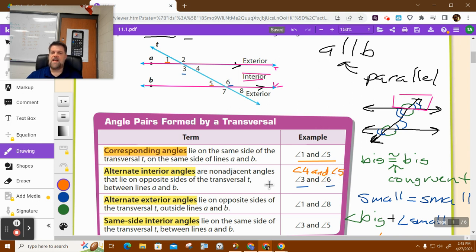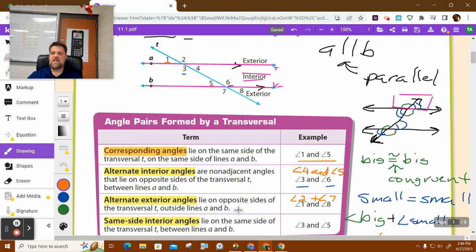What about alternate exterior angles? Now, the exterior angles are the angles on the outside. So they say 1 and 8. See how 1 is over here on the outside of the parallel lines and 8 is on the outside of the parallel lines, but they're on opposite sides of the transversal T? Can you think of another pair of alternate exterior angles? How about angle 2 and angle 7? Does that make sense?